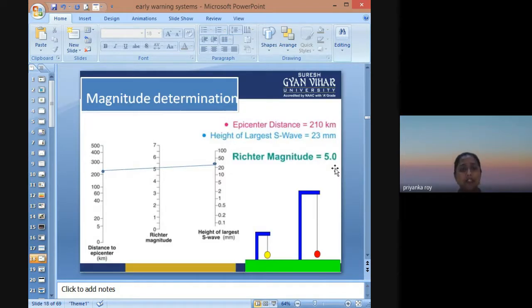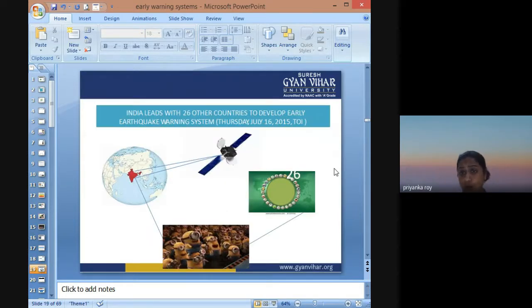So the magnitude determines the epicenter distance, height of the largest S waves and Richter magnitude, and all these things can be calculated with various mathematical calculations by those who study earthquakes. Okay, so we have discussed the magnitude and how to study the intensity from the Richter scale. We have done that, so that's why I'm not covering it.